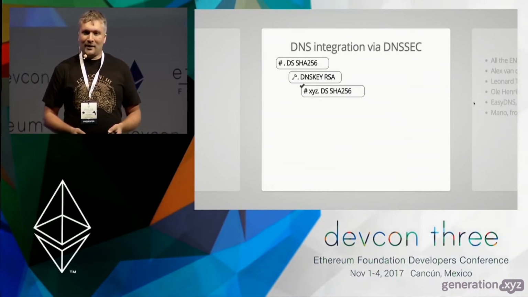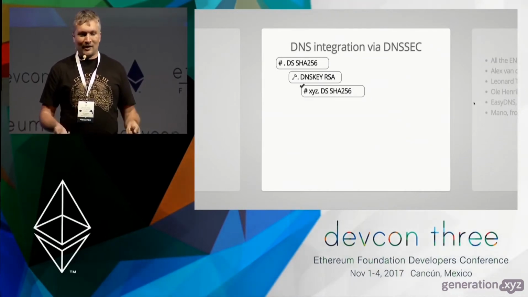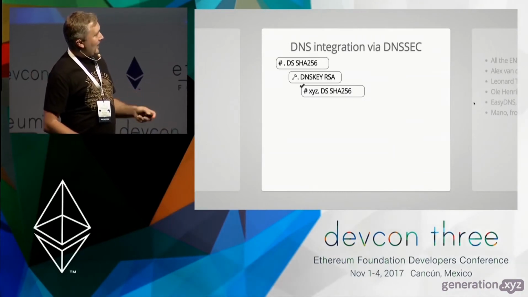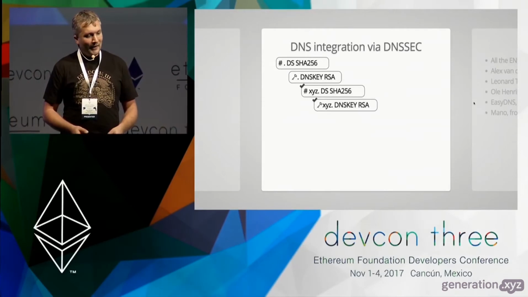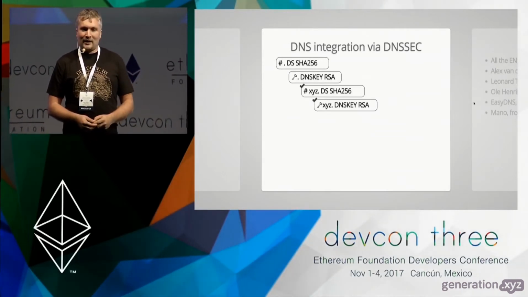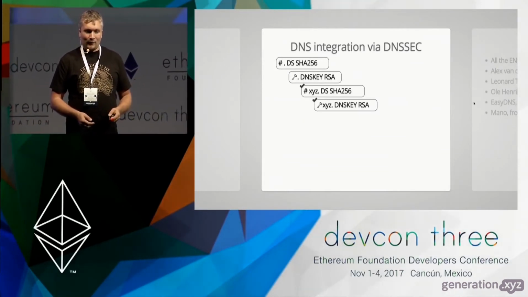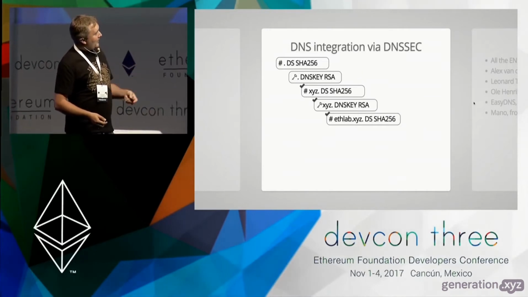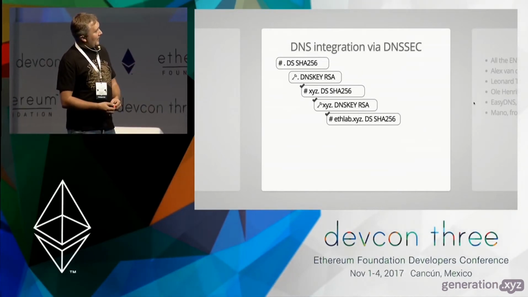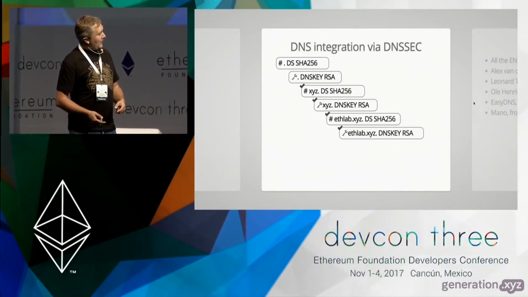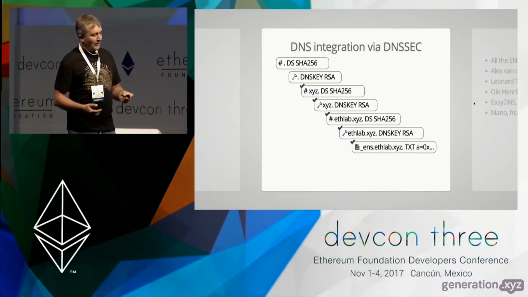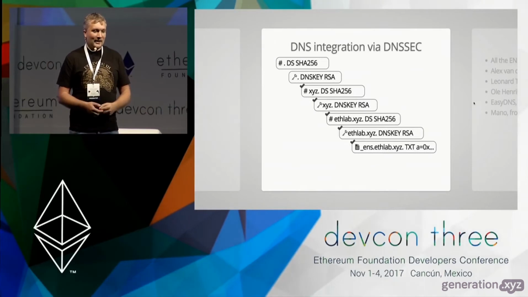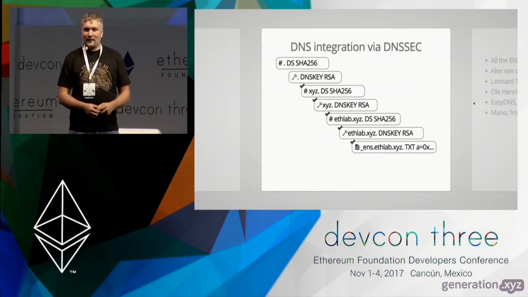And given that key, we can now verify any record that is signed with that key. So in this case, it's the hash of the root key for the .xyz top-level domain. And given that, we can recognize the key, and so on and so forth. So next we can recognize the key for ethlab.xyz. Given that, we can recognize the hash for the key, and then the key itself. And finally, we can validate a signed text record containing an Ethereum address.